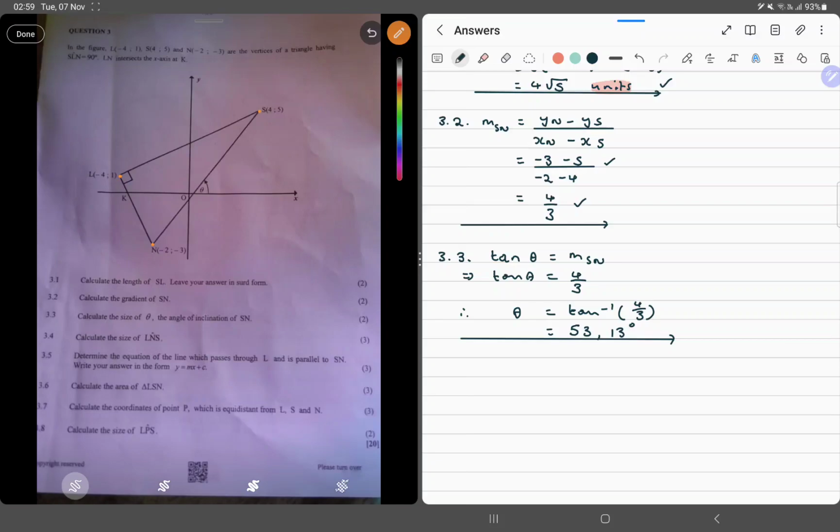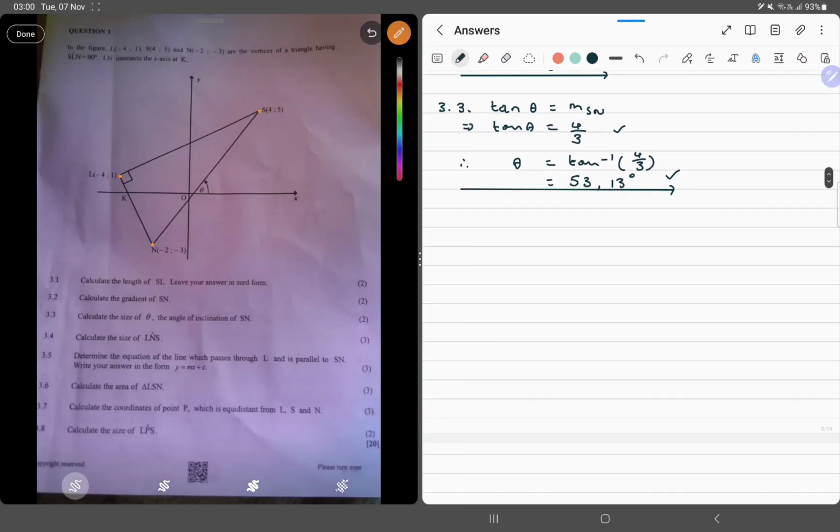So we're getting 2 marks also. So this substitution here and getting the answer is the 2 marks. Okay, 3.4. Now we're told to calculate the size of LNS. Where is LNS? You can see that this angle right here, that's LNS.